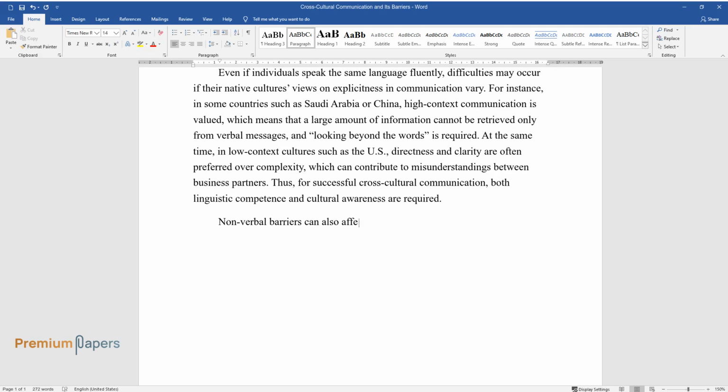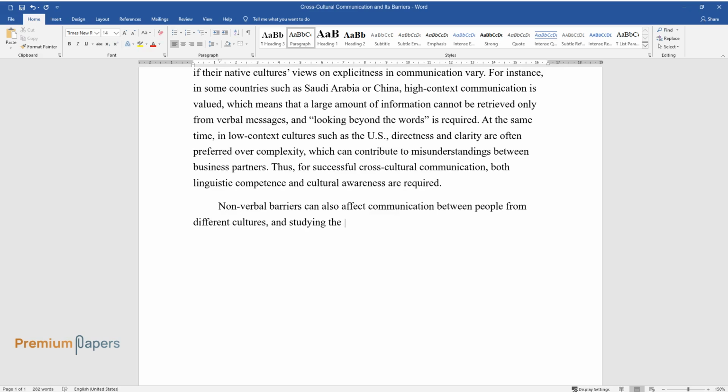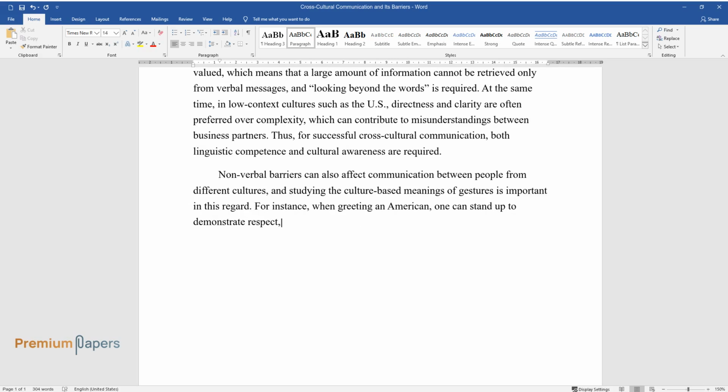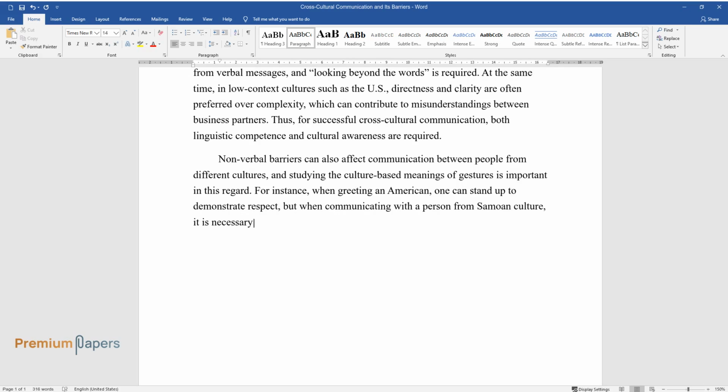Nonverbal barriers can also affect communication between people from different cultures, and studying the culture-based meanings of gestures is important in this regard. For instance, when greeting an American, one can stand up to demonstrate respect, but when communicating with a person from Samoan culture, it is necessary to keep sitting to convey the same message.